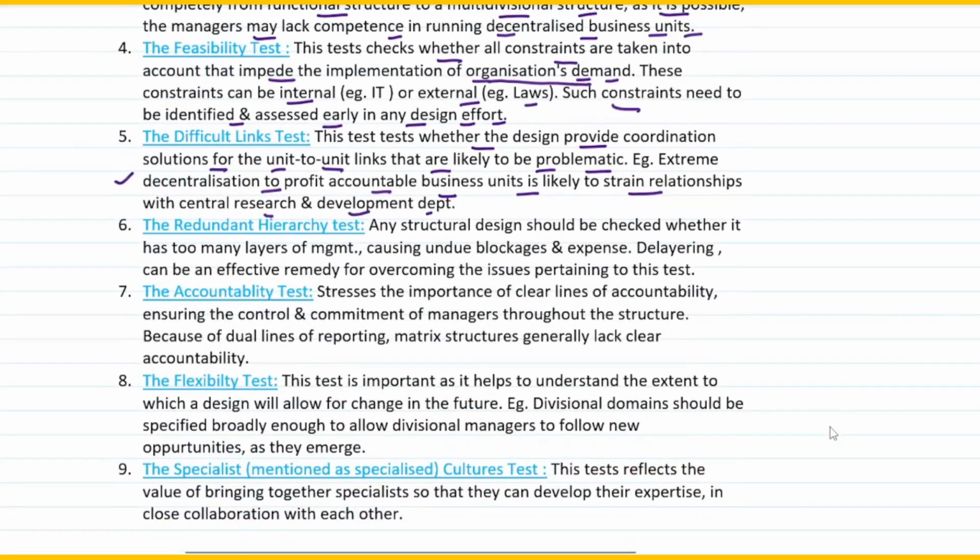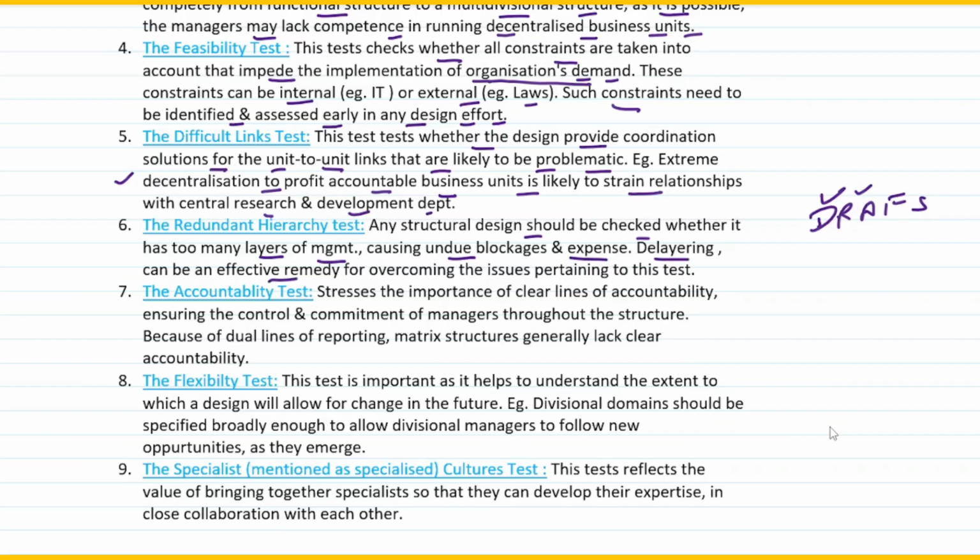Then you come to the redundant hierarchy test. DRAFS. We have already spoken about D. Now we'll talk about R. R is what? R is redundant. Redundant means doing the same thing again and again. You can even say repetition also, but please use the right word as far as these 2 people have already defined it. So the redundant hierarchy test says any structural design should be checked whether it has too many layers of management, right? If there are too many layers, that can do what? It can cause undue blockages and expenses, right? So basically what you need to do, if there are too many layers, then you need to do the reverse of that. That is, you need to delayer it.